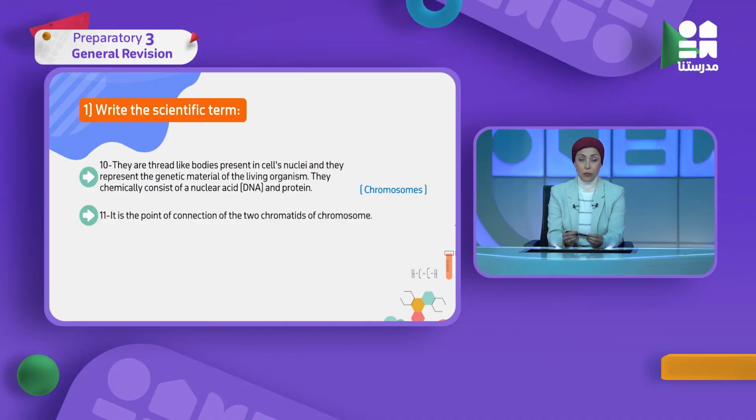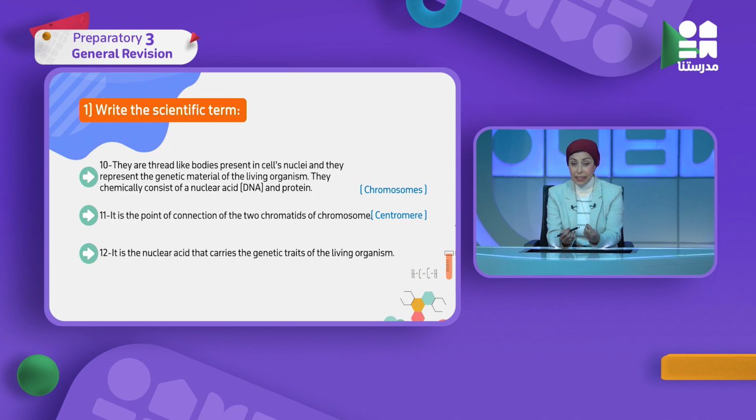It is the point of connection of the two chromatids of the chromosome. What was the name of the point of connection? Of course you know it. It's the centromere. It is the nucleic acid that carries the genetic traits of living organisms. Which nucleic acid carries genetic material? Of course you know the name of this nucleic acid, which is DNA.